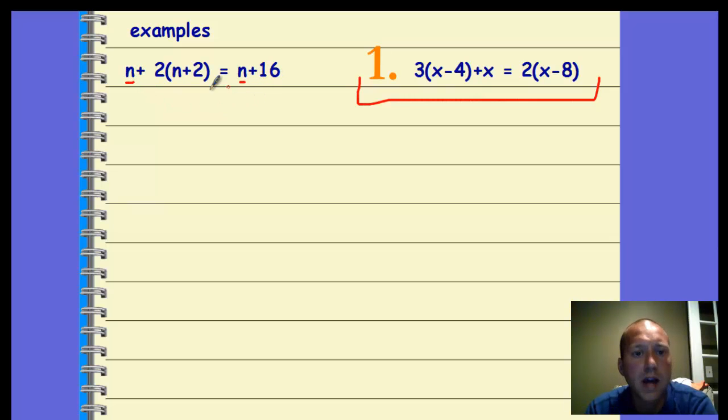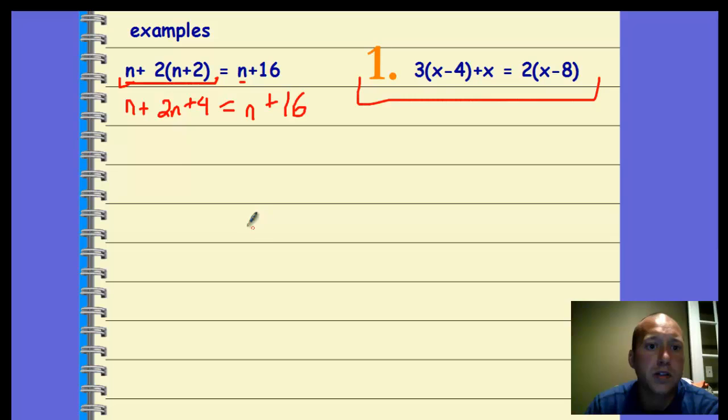We have n on both sides, so that's a little bit different. So we can first simplify each side. On the left hand side, I'm going to distribute. So that's 2n plus 4 equals n plus 16. Now I still need to combine on the left hand side. I can combine these n's, so that's really 3n.